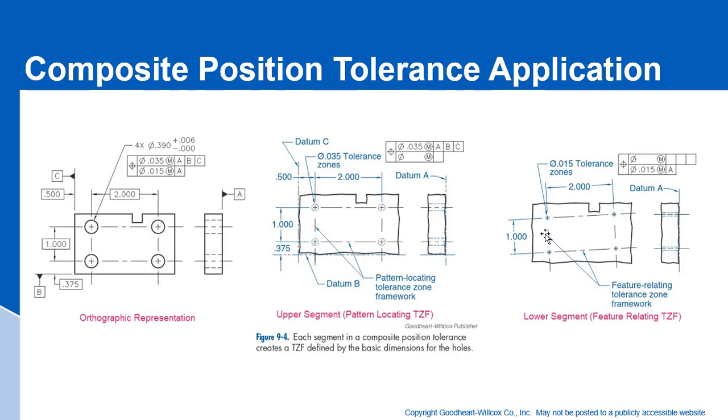Okay, so now over here, once we're within the pattern, we can hold our tolerances tighter. So typically when we do composite tolerances, the second one, the feature relating tolerance zone framework, will usually always be smaller than the tolerance for the pattern locating tolerance zone framework. And I want you to think about it this way.